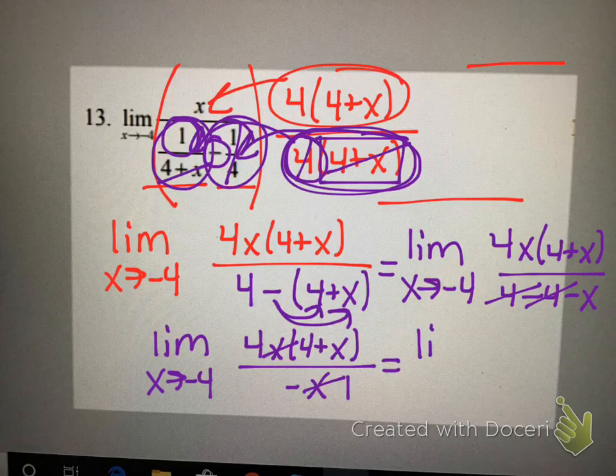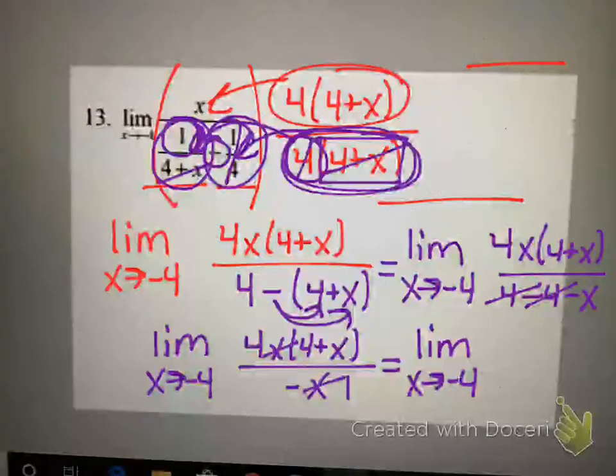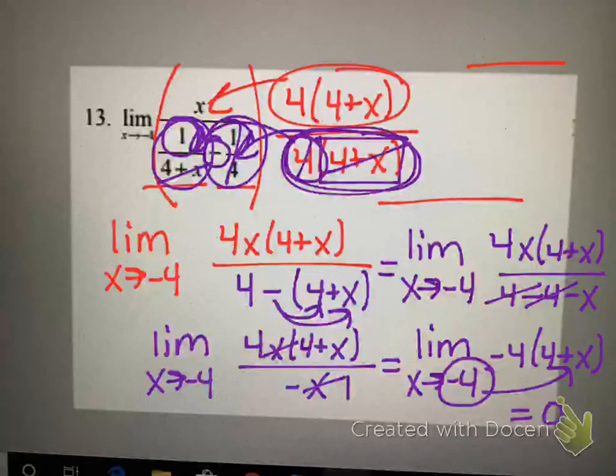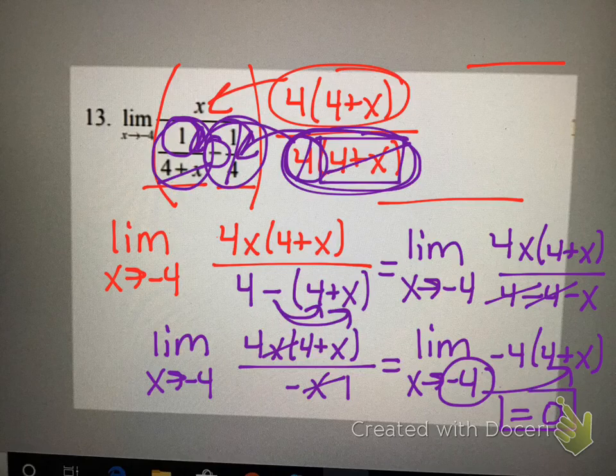And so my simplified equation that will actually allow me to evaluate the limit is going to be the limit as x approaches -4 of -4 times 4 plus x. Now this one does, just coincidentally, this obviously does not always work out this way, but when we plug -4 into this equation, we end up getting 0 as the answer. But at least we actually got an answer this time. Okay, and we did not get an answer the first time.